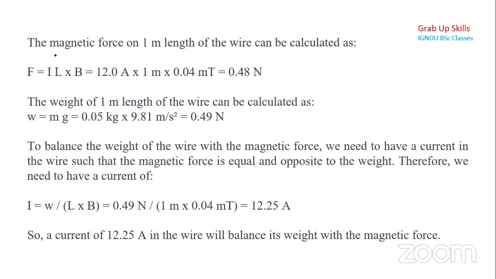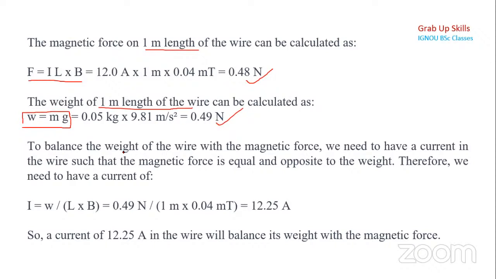Now we will find the magnetic force on 1 meter length. Just use the formula and substitute. You would be getting 0.48 Newton. So what would be the weight of 1 meter length of the wire? Again, use the formula W is equal to M into G. Substitute the values, you will be getting 0.49.